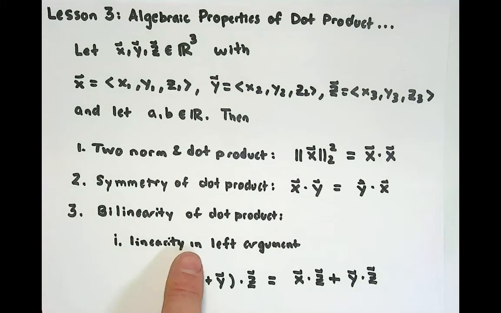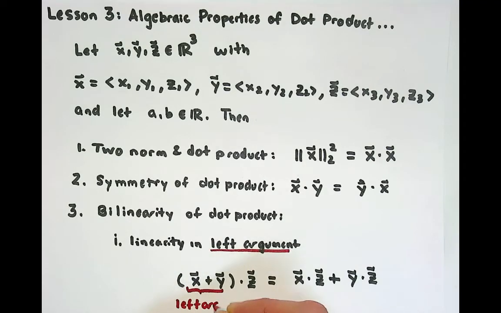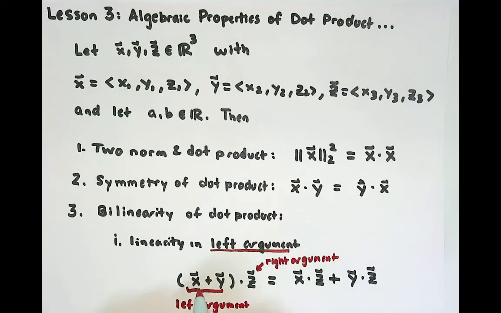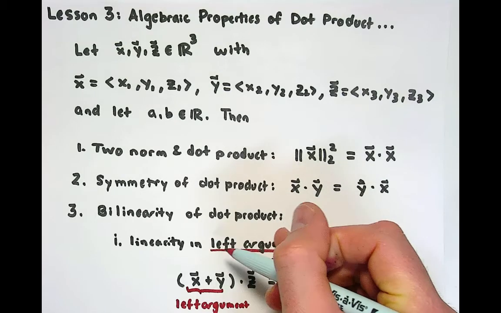The first part of bilinearity we call linearity in the left argument, and we showed that when you have the dot product and vector addition, we can distribute the dot product over vector addition. I guess you have to be a little careful here. This is what we call the left argument, meaning the thing on the left-hand side of the dot product. This right here we call the right argument. When you have addition in the left argument and then you pass the dot product through that addition, that has to do with left argument distributivity or linearity.